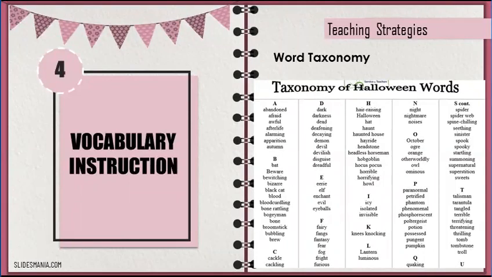So this is a list of words arranged in alphabetical order pertaining to a particular topic or subject area. Like this example, we have here a taxonomy of Halloween words. So these are words related to Halloween.